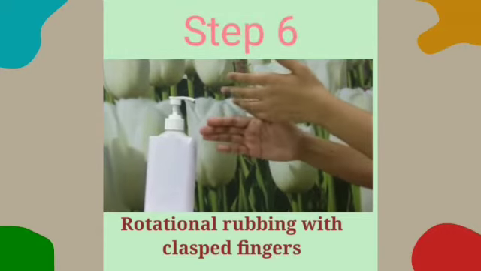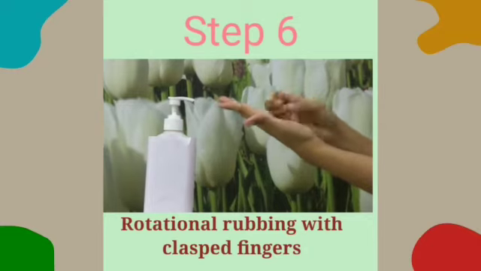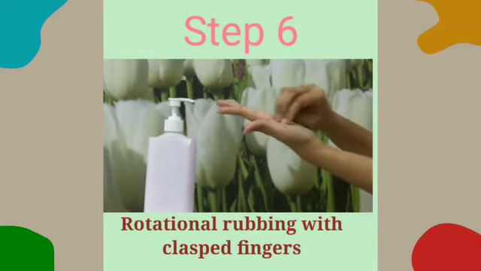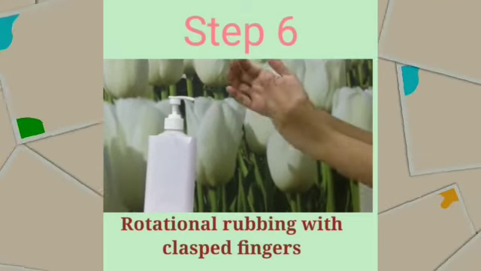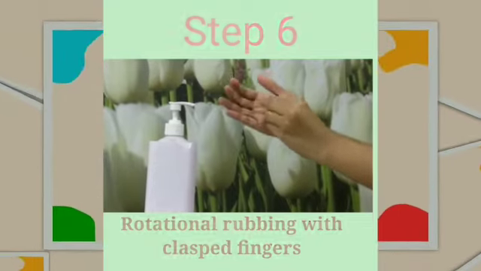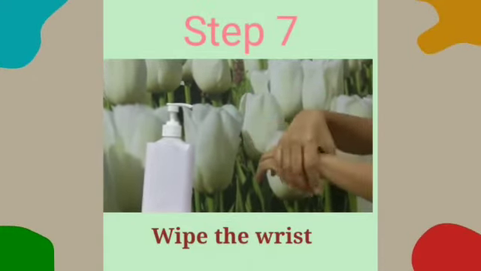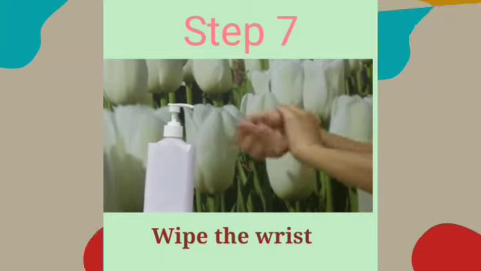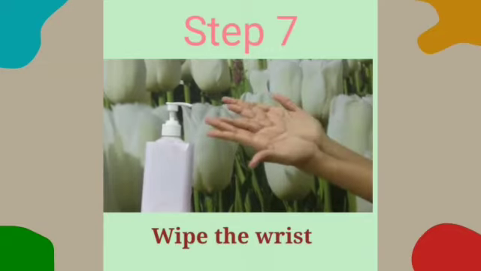After this, the step 6 is you have to clean your nails and the tips of the finger by circular motion on the palm of the other hand. The same has to be repeated on the other hand as well. And the final step or step 7 is you have to wipe the wrists of both the hands using the hand sanitizer. So in this way, the whole of the hand will be sanitized adequately.